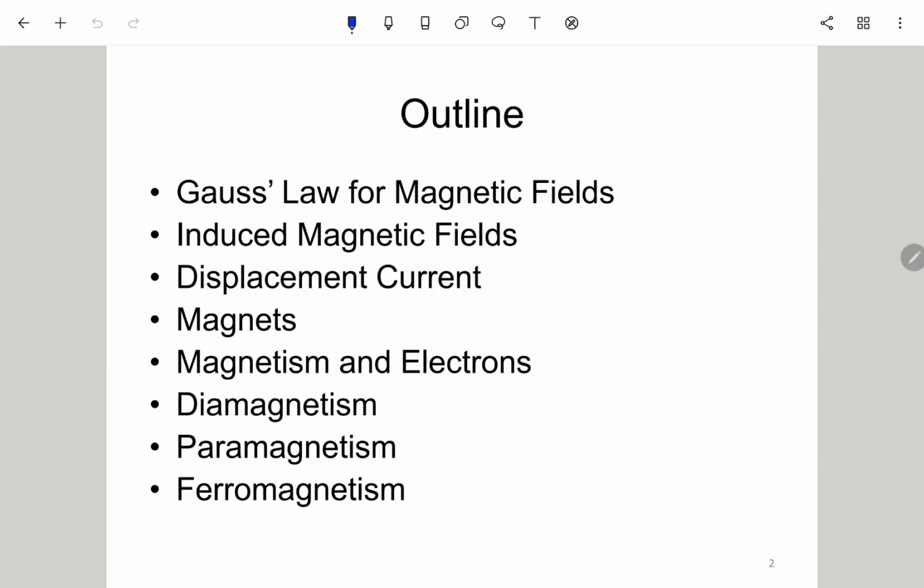And then the second part is about the induced magnetic field and also the displacement current. This is an extension of Ampere's law, the Ampere-Maxwell law. In chapter 29 we only learned Ampere's law, so there is only a single term, mu0 I enclosed, on the right side. So there will be another term to make it more complete.